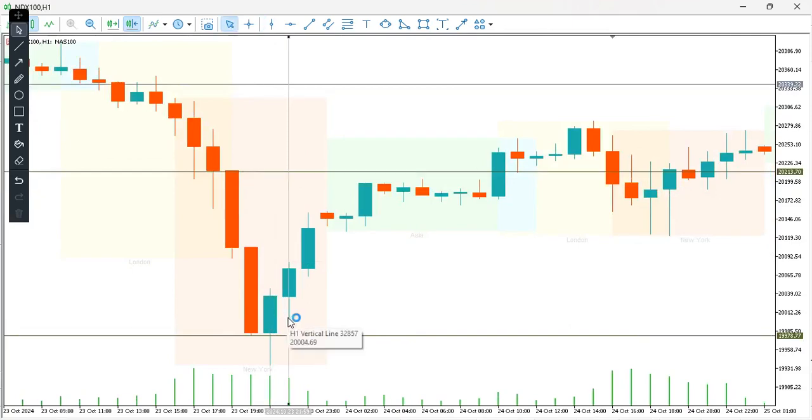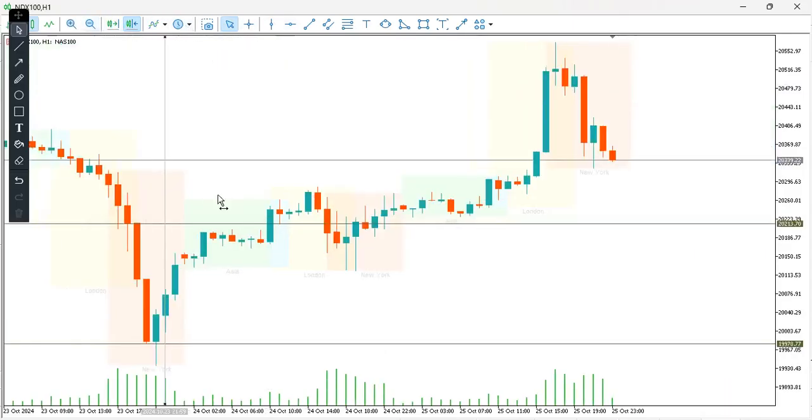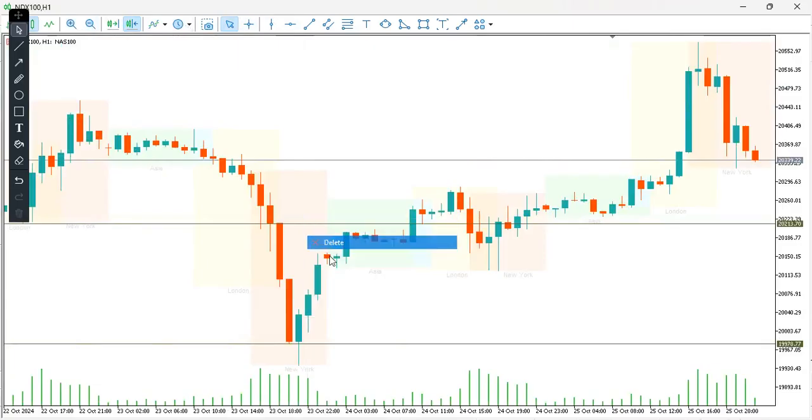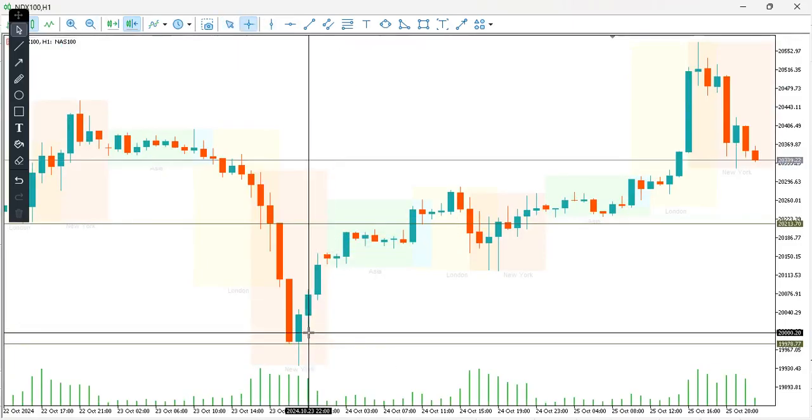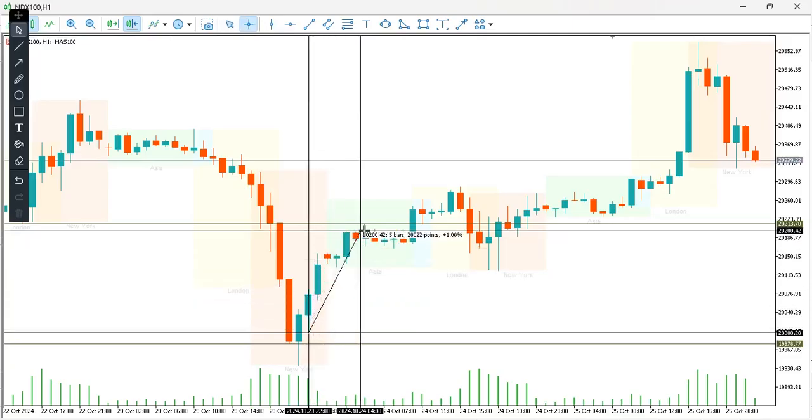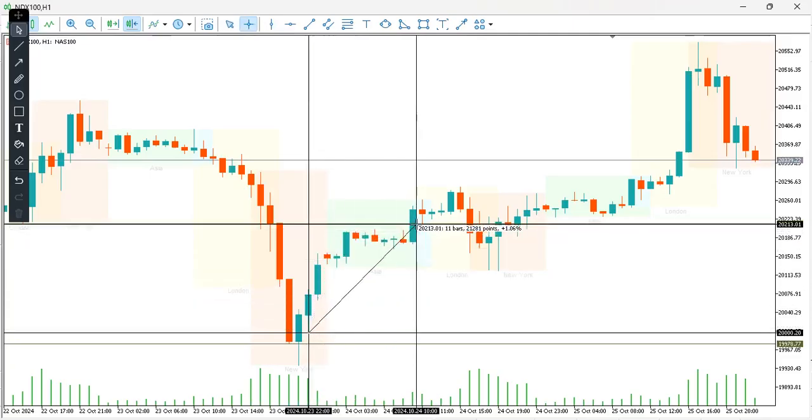All right. You see, it's a good timing. And what do we do? We take our entry. This is our entry over here. From here down to the opposite end of the candle. Boom. That's it, guys. Huge profit.